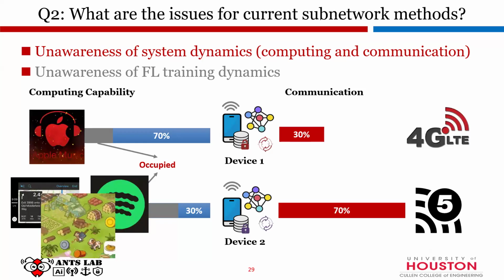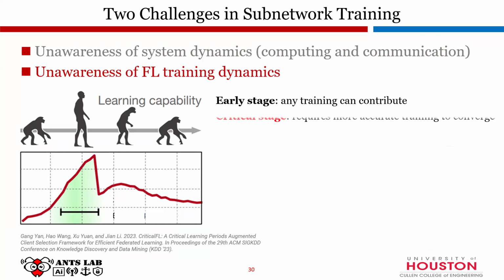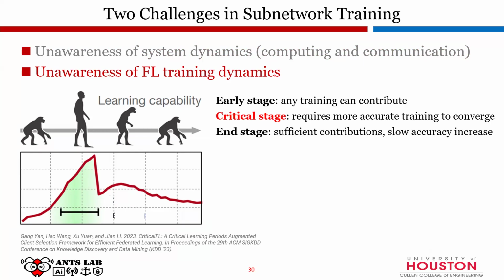The second one is the awareness of the federated learning training dynamics. Here we see a graph. This is basically showing that during the different stages of training, you can have different kinds of efficiency. For the early stage, basically any training can contribute, so it's not really that important to serve that much information. However, during the critical stage, we require more accurate training to converge. And for the end stage, maybe the training is mostly done, so it has sufficient contributions and the accuracy increases slowly.